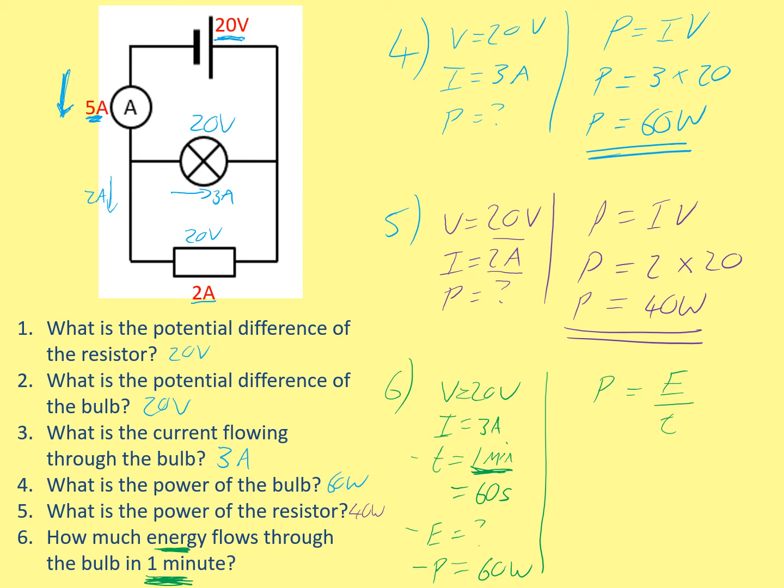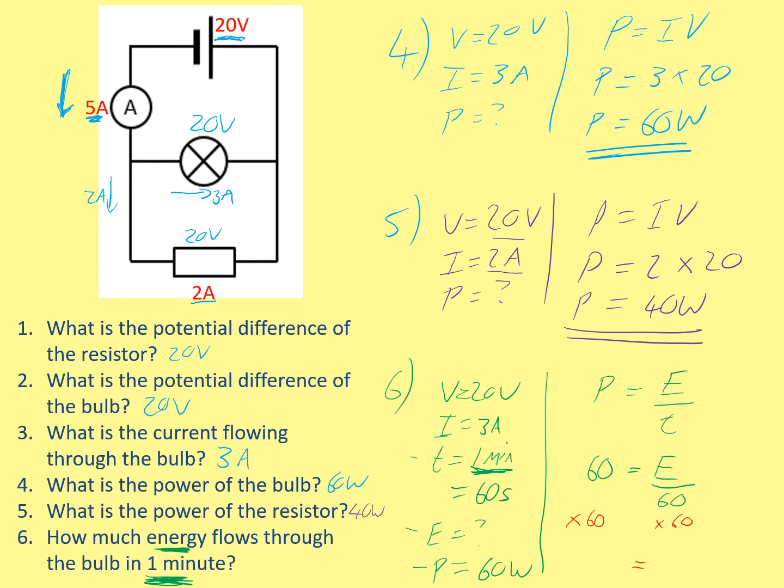So put in the numbers we know. The power is 60. The energy is what I'm looking for. And the time is 60 seconds. So it's 60 watts for 60 seconds. Now, if that's divided by 60, I've got a times by 60 on this side, and that will get rid of that 60. And times by 60 on this side.